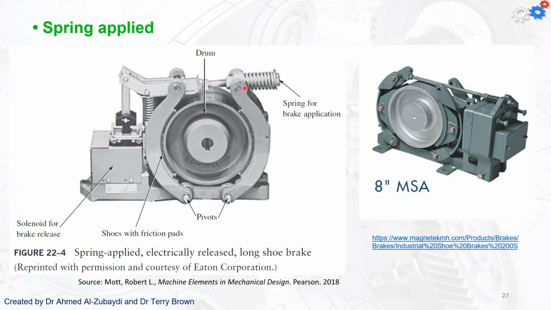Spring applied. All right, so here we've got a spring that applies the force to cause the braking through the shoes on the drum. And if you want this to be fail safe, then we'll have a solenoid here that pulls against that, opens up, pulls the shoes away from the drum, so that we have this drum free to rotate. Then if power goes off, the spring re-engages the brake.